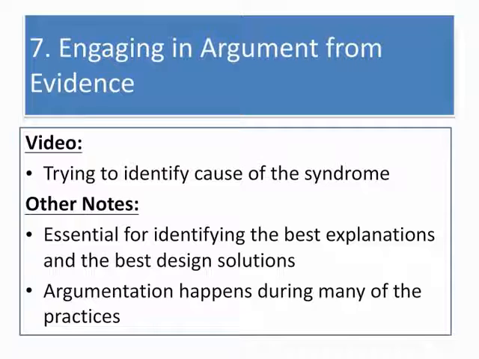For example, when we're building a model, we might engage in some argument about something that might be missing from the model or how a model might be improved. So that's a key thing to remember about practice 7, engaging in argument.